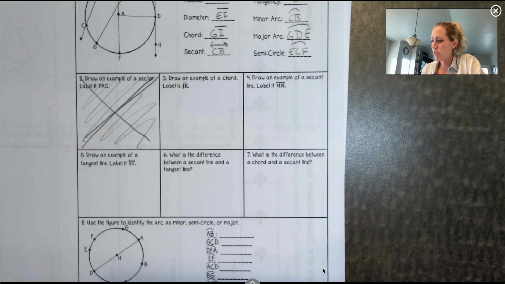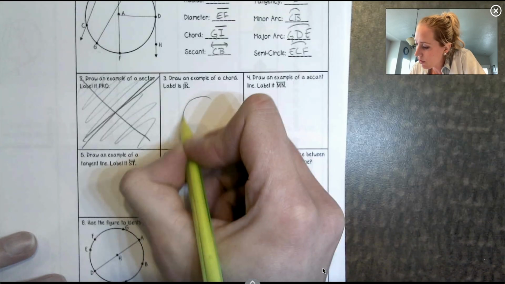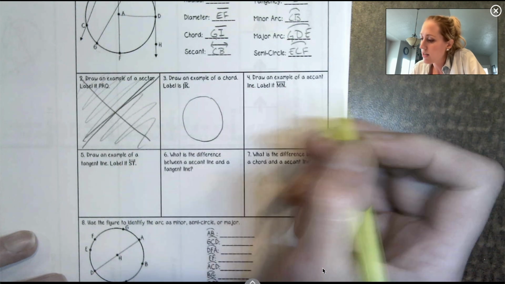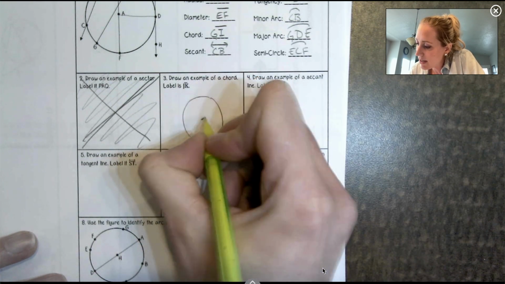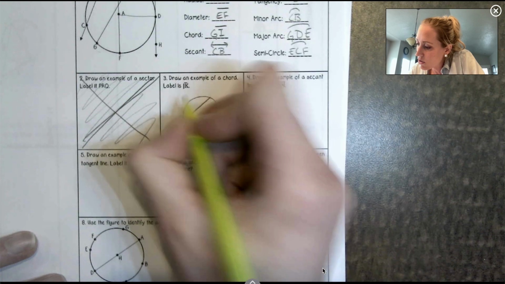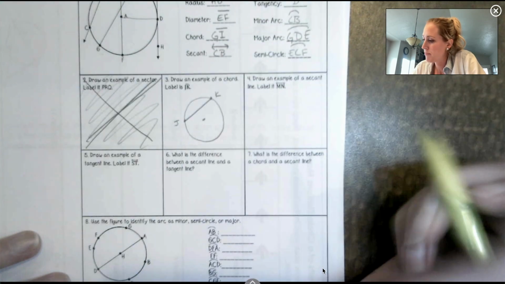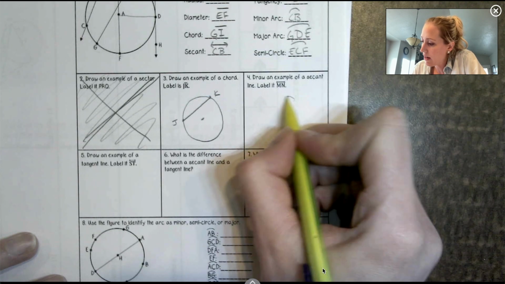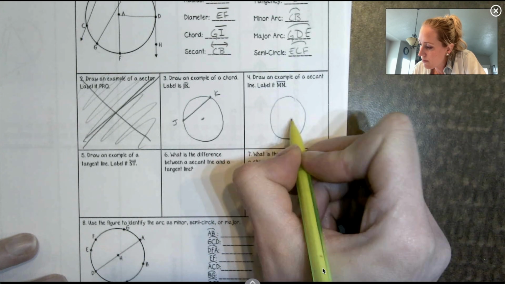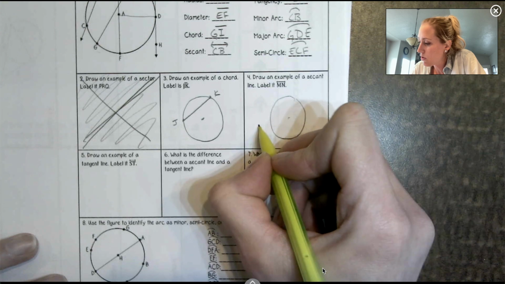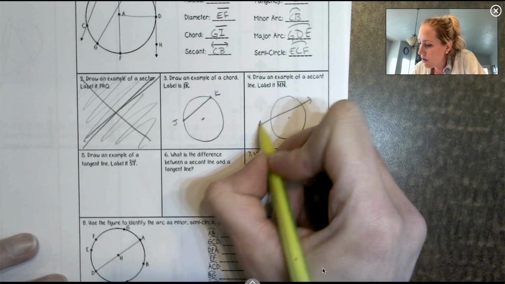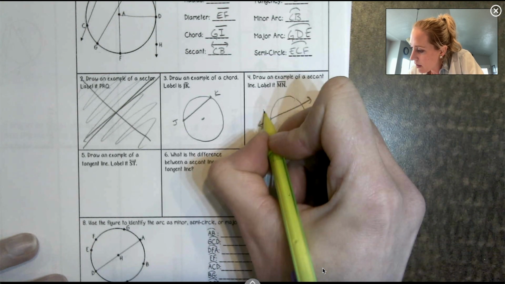Draw an example of a chord. So we know we have to have a circle, and a chord touches the circle twice. Okay, label it JK. So my endpoints are J and K. Draw an example of a secant line. So again, we got a circle. Secant is just like a chord, but it goes through the circle. We're going to label it M, N.